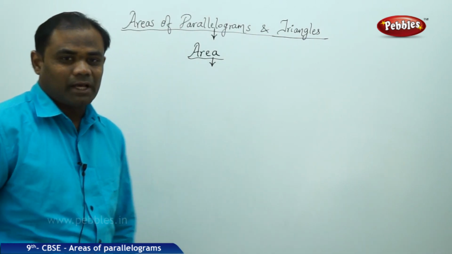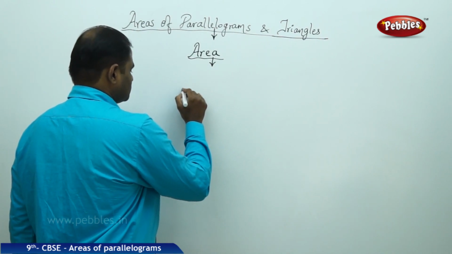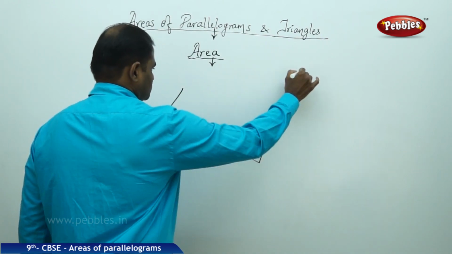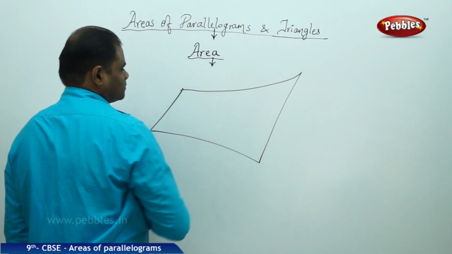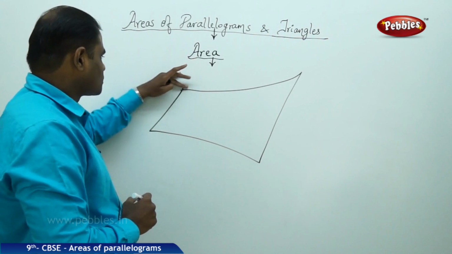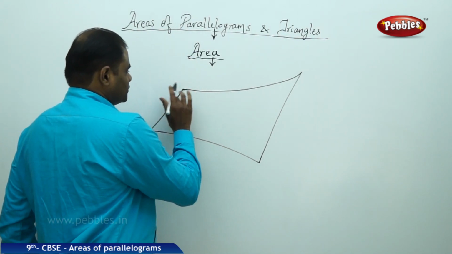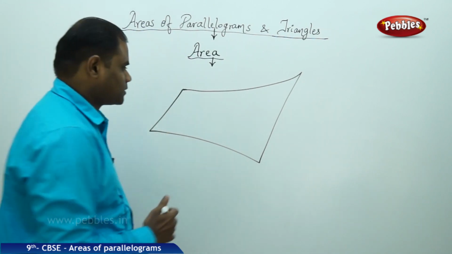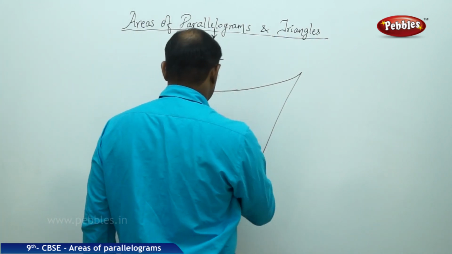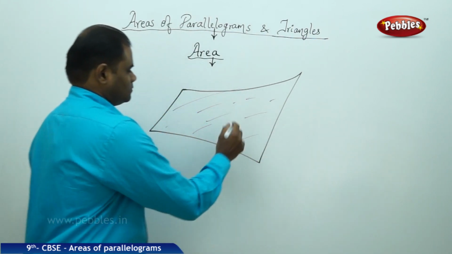Now imagine I have a closed region. This region is closed in all directions. Such a region which is closed in all directions is called a planar region. This is a planar region.